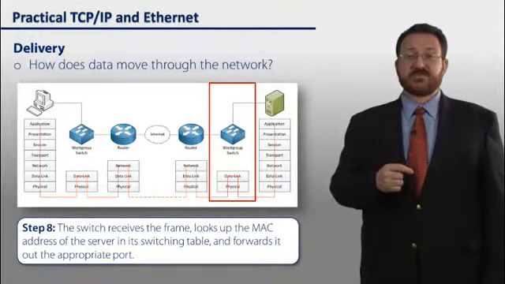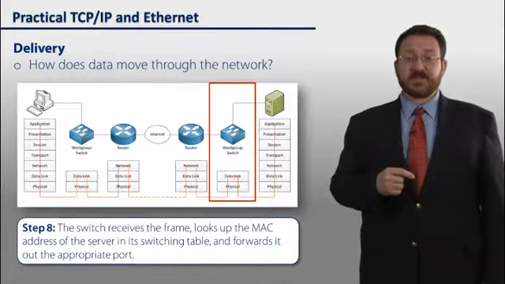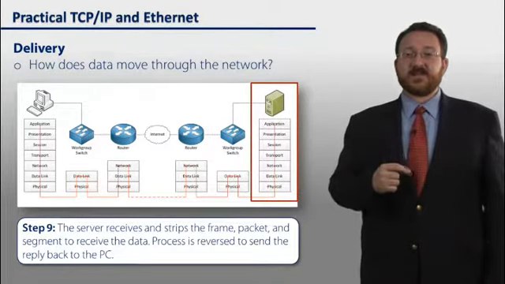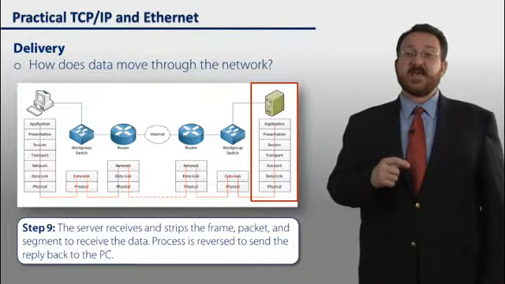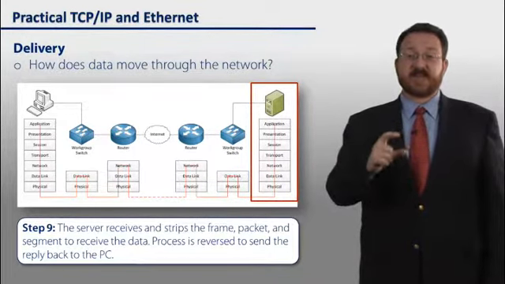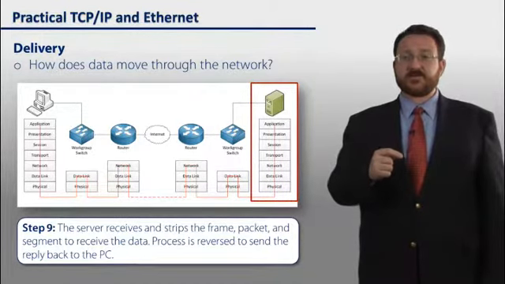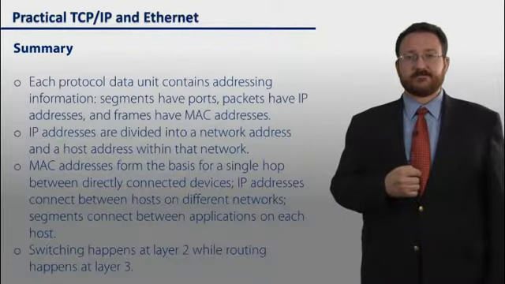The switch receives that frame, it looks up the MAC address of the server in its switching table, and it will forward it out the appropriate port. On the final end here, the server receives the data, strips the frame, the packet, and the segment, and transmits the data itself to the application that is the web server. And then this process is reversed in order to send the reply back across the internet to the original sender.